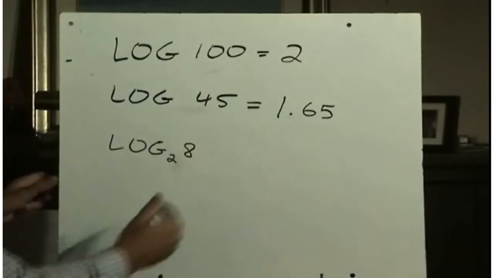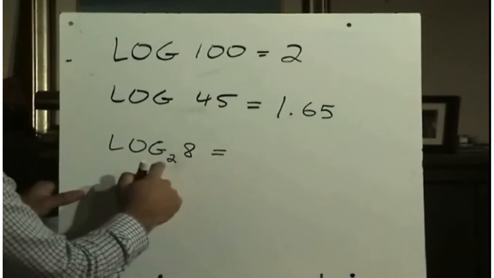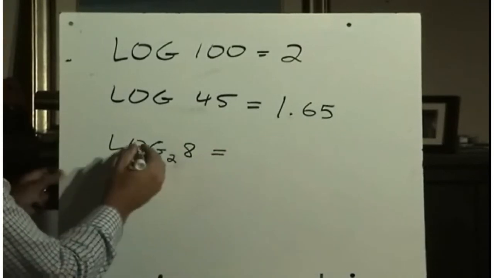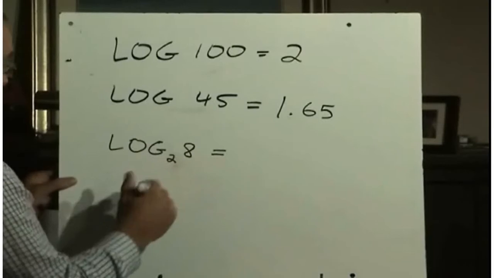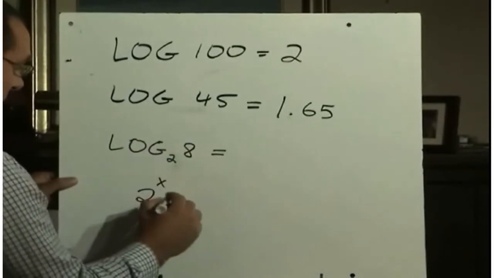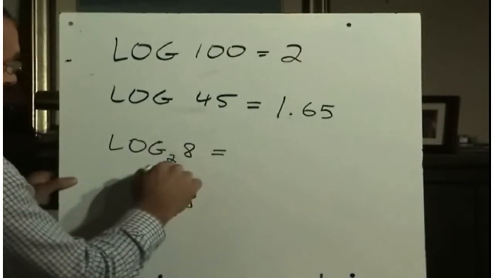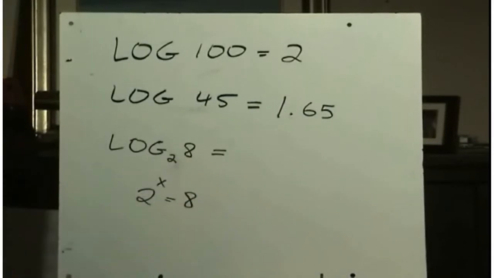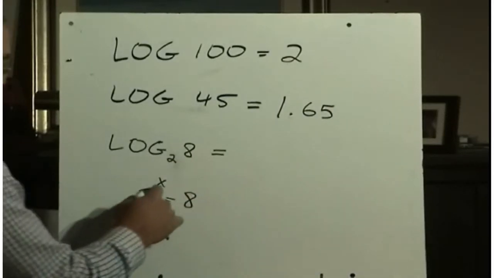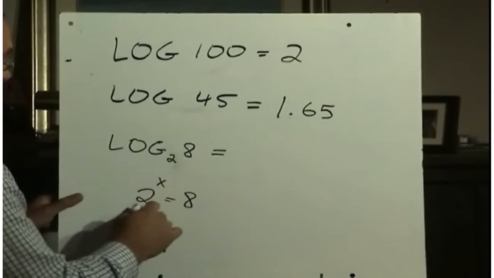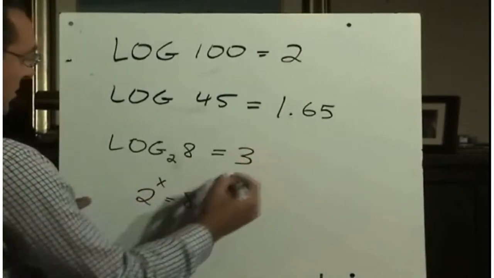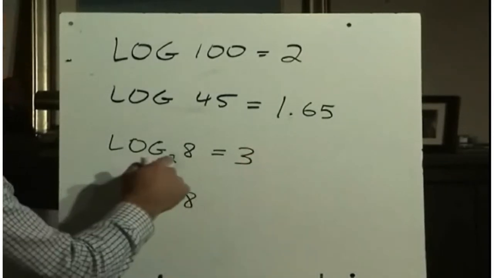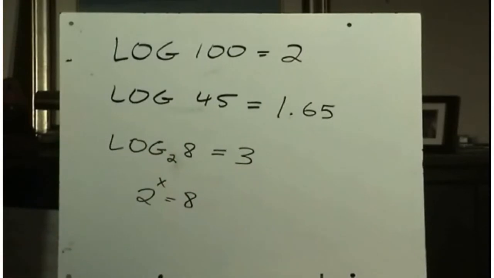But here's another example. This is a base 2 logarithm. So again, a logarithm is just an exponent. The question would be, what exponent, when there's a base of 2, will equal 8? Well, if you think about this for a bit, 2 times 2 times 2 is 8. So in other words, 2 cubed is 8. So log base 2 of 8 is equal to 3.